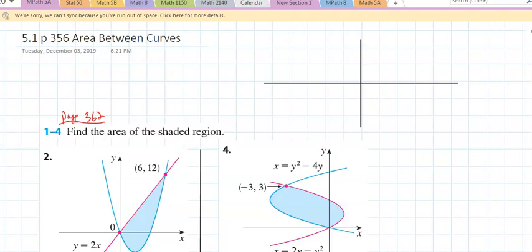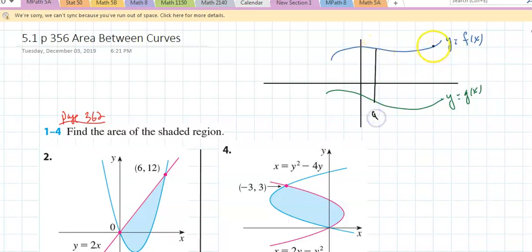Okay, section 5.1 is on page 356. It talks about area between two curves. Let's say I'm looking at some graph of y equals some f of x. And let's say there's another function, let's say g of x. And assume I would like to find the area between those from x equals a to x equals b. So basically, I'm after this region.